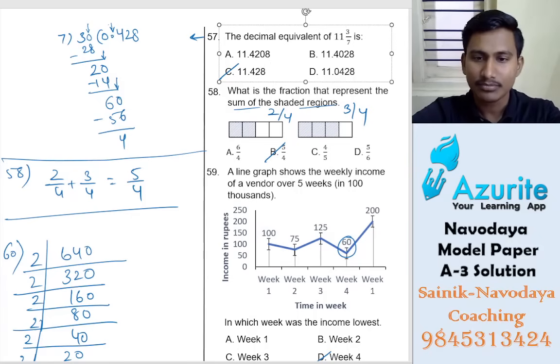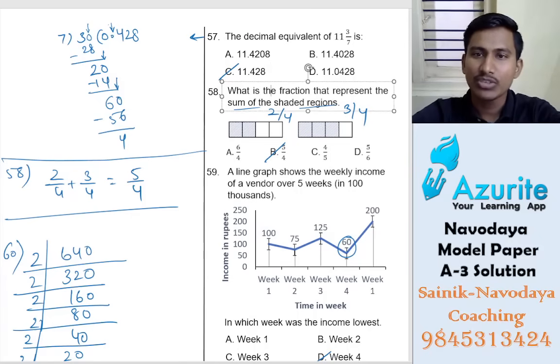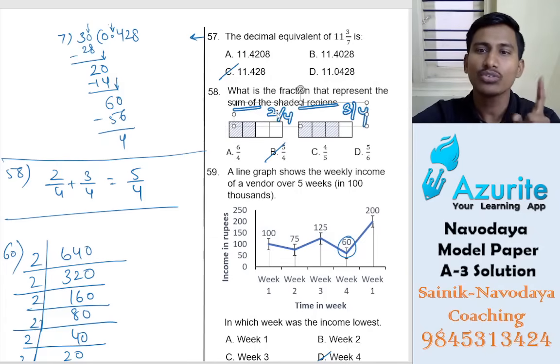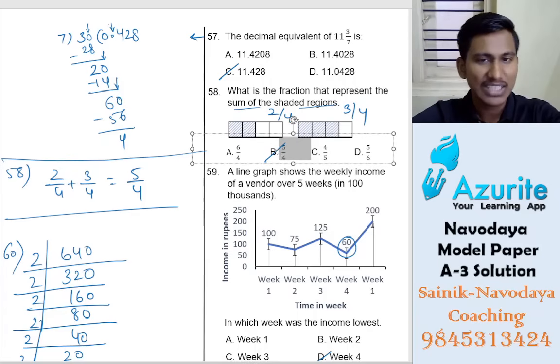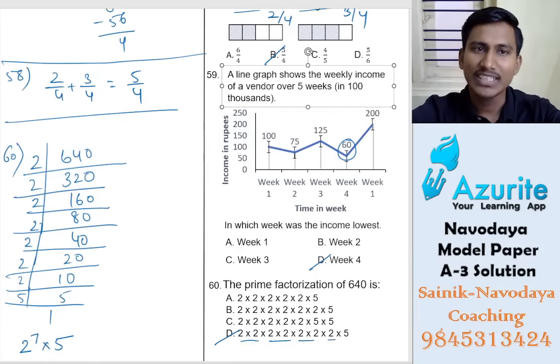Understood? So see students, here is question 58. What is the 58 question? What fraction represents the sum of the shaded regions? Okay. So total is how much? Here 2 out of 4, in this 2 are colored. So 2 out of 4. Here 3 are colored, 3 out of 4. So if you add them, total will be 2 plus 3, 5. So 5 out of 4. The option is option B here. Very easy. Right? Now let's go to question 59.